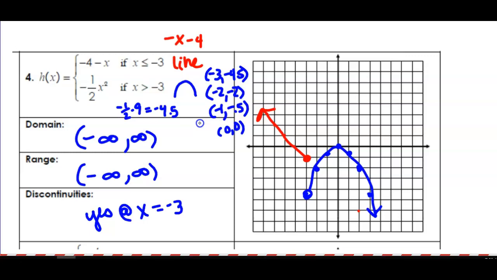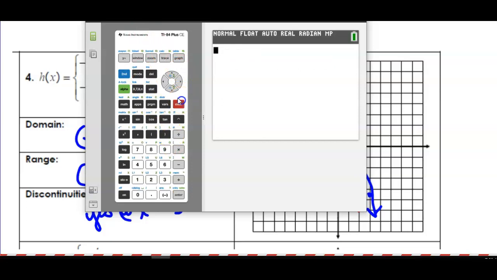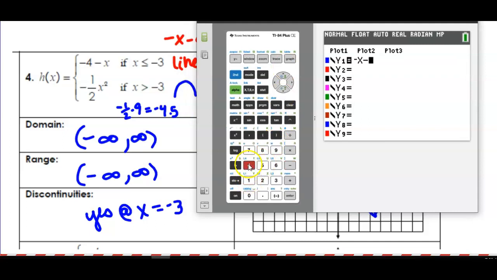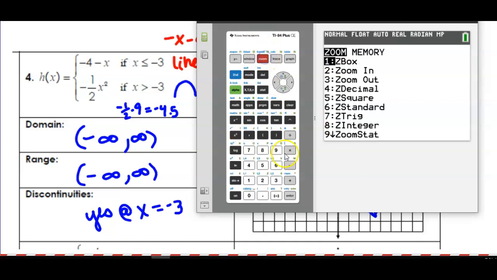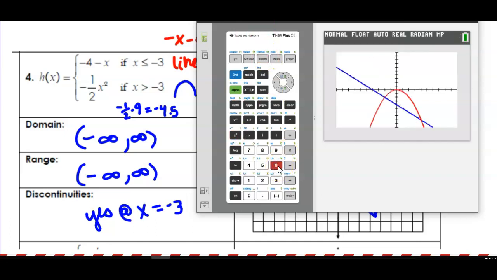So I want to show you on the calculator a couple things we could have done. We could have gone to y equals and typed the two rules in, negative x minus 4, okay, negative 4 minus x, same thing, and a negative 0.5 x squared. I'm just going to cheat because I don't want to write a fraction and take time to put parentheses and everything. Now you could do a zoom 6 and look at the graph. You just have to figure out which pieces you need.